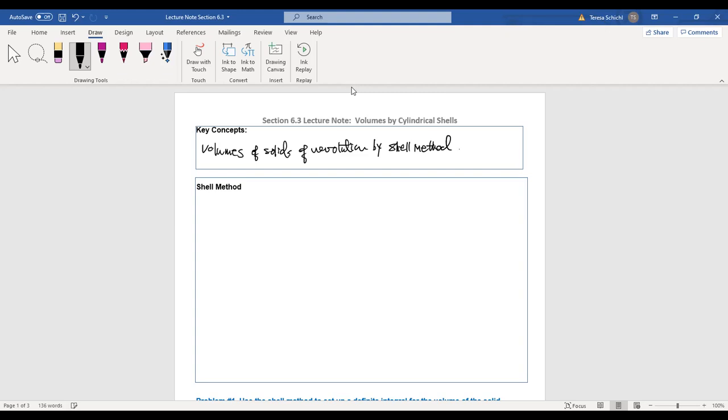So what is the shell method? I typically like to use an apple as an example. Of course, the apple is not a perfect shape, but I think we can demonstrate the idea. Say this is your apple, and you want to find its volume. What is the disk and washer method we did in the previous lecture?